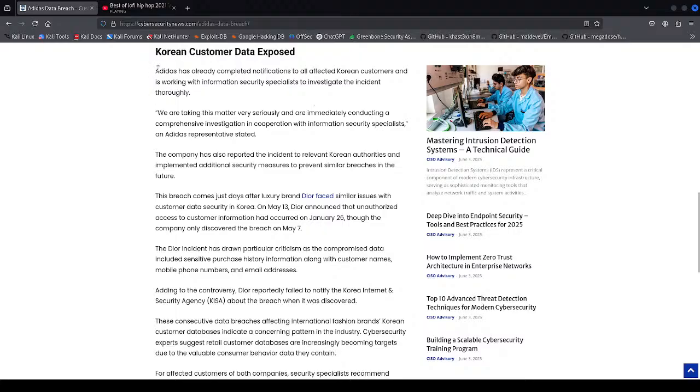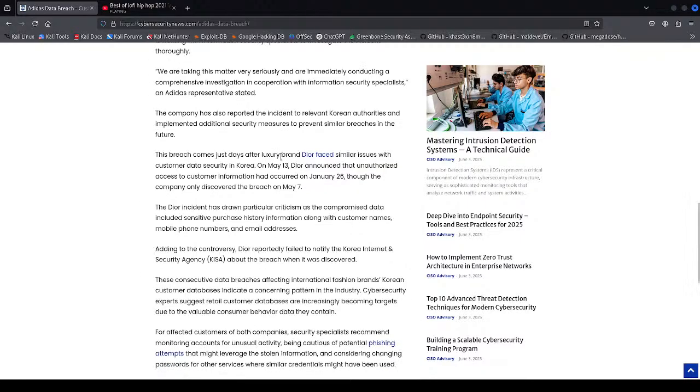Korean customer data exposed. Adidas has already completed notifications to all the affected Korean customers and is working with information security specialists to investigate the incident thoroughly. We are taking this matter very seriously and are immediately conducting a comprehensive investigation in cooperation with information security specialists. An Adidas representative stated, this company has also reported the incident to relevant Korean authorities, implement additional security measures to prevent similar breaches in the future.